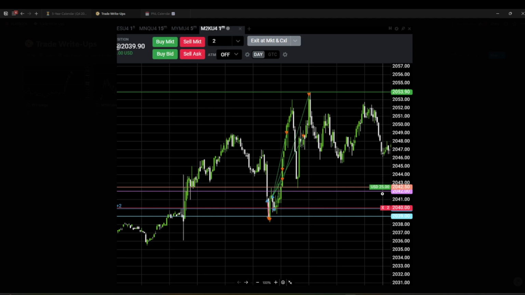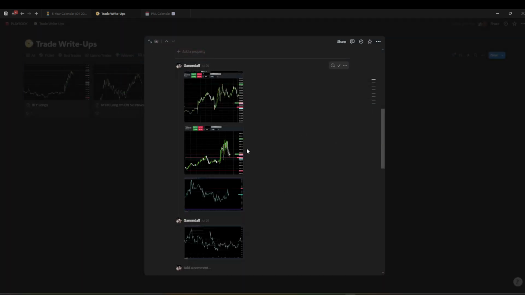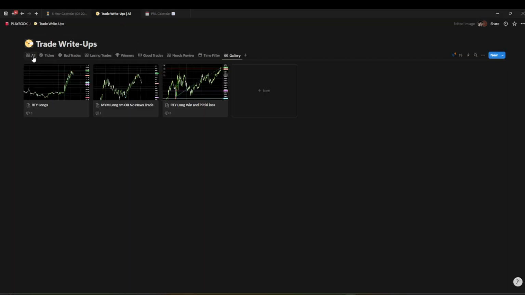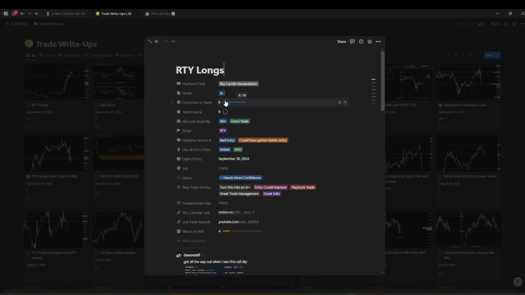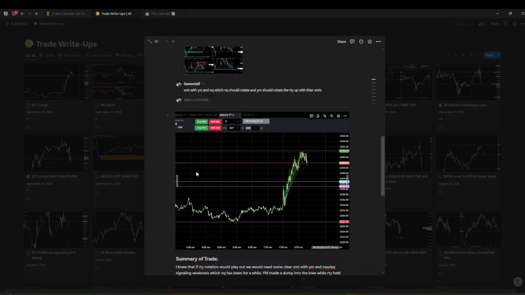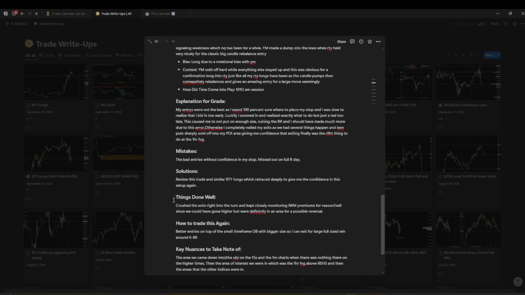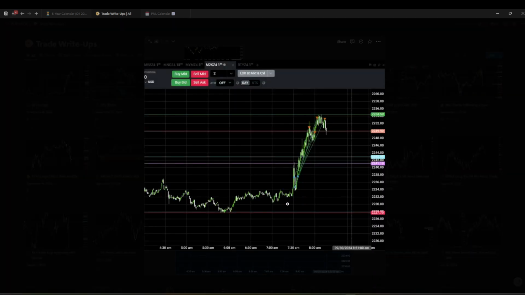This one I took a loss on initially, and then I got back in. But that's because I was new to this setup and I had never playbooked it before, and so I needed that experience. Anyways, it was the big candle manipulation long, A minus. Reason for that is because my entries weren't very good. You can see here I had that entry not even into a discount. I think I just hit the bid and it was moving too fast and I just got a bad fill.